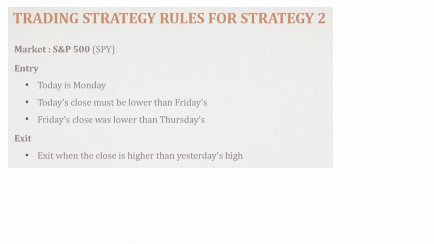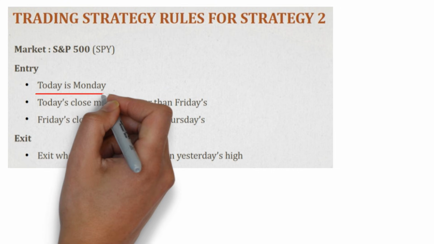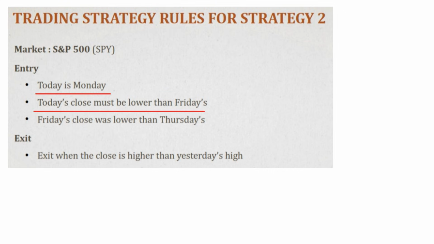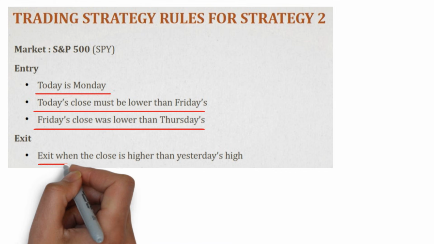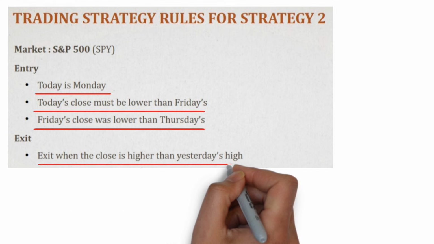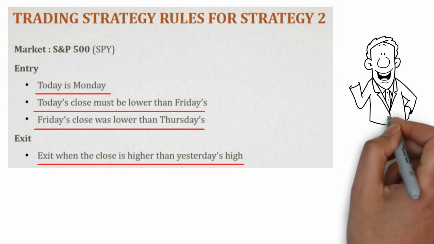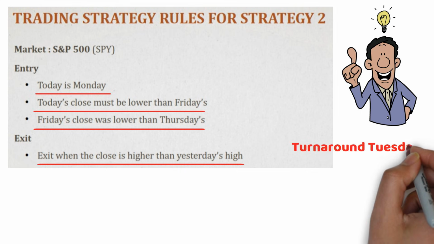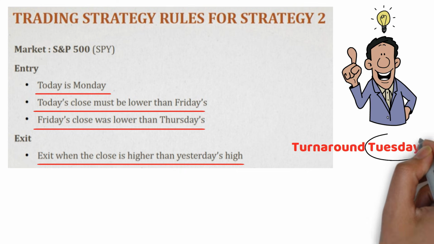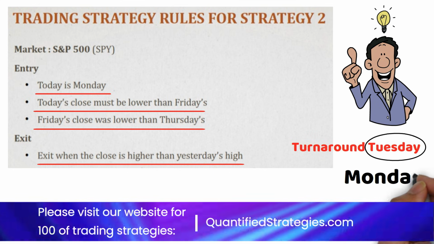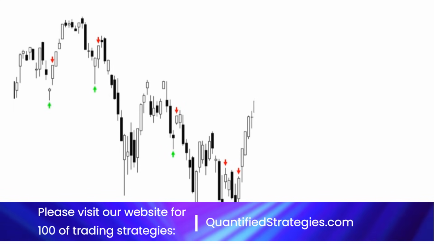Let's go to our second strategy for the day and its trading rules. We buy at the close on Monday if the close is lower for the second day in a row. We exit when the close is higher than yesterday's high. The name of the strategy is perhaps better known as Turnaround Tuesday because the market often rallies on Tuesdays after a weak Monday. Let's look at some trade samples.